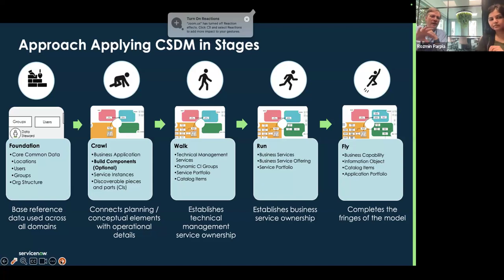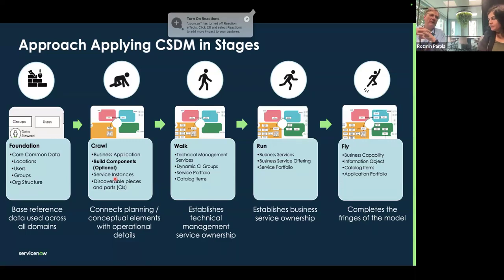That's an important part of getting your foundation right, so the rest of the stuff works properly. Crawl brings in the business apps, which are the planners, like the architects doing M&As, like my old job. And then the folks that own the current state of the CMDB. Those guys work together really well to make CSDM work.